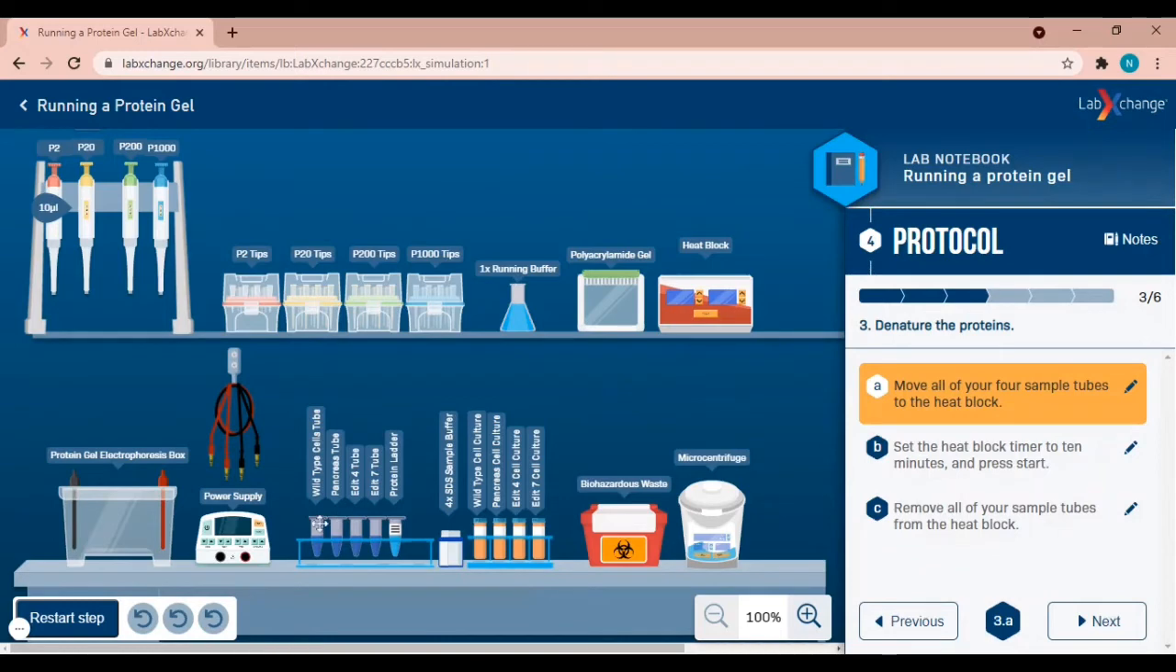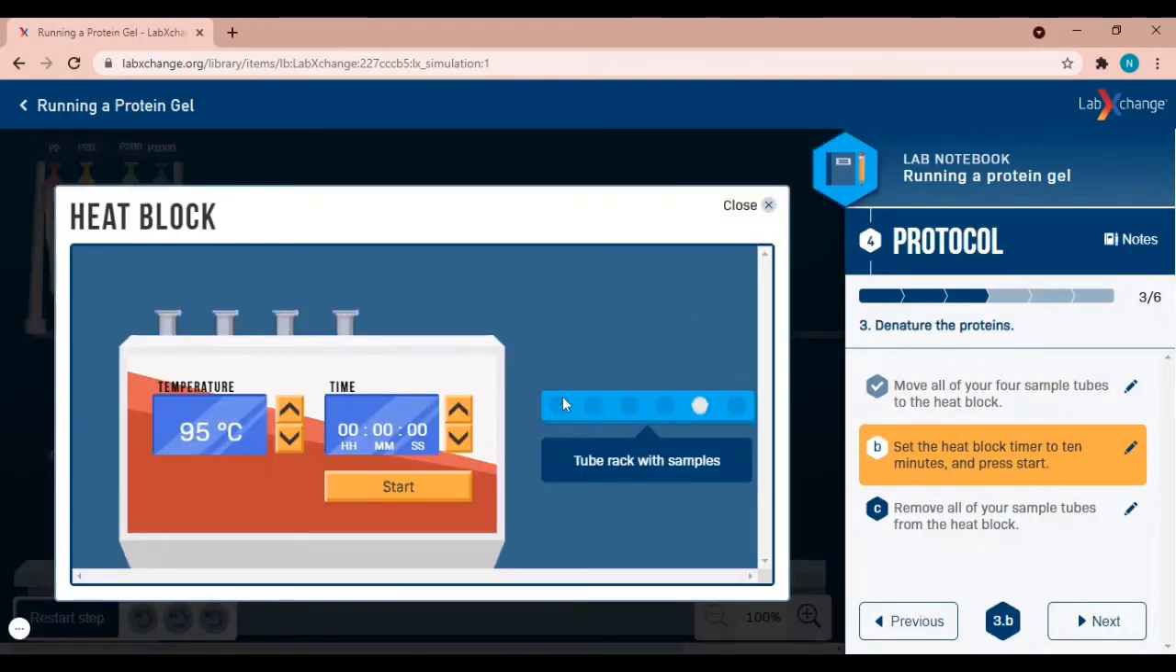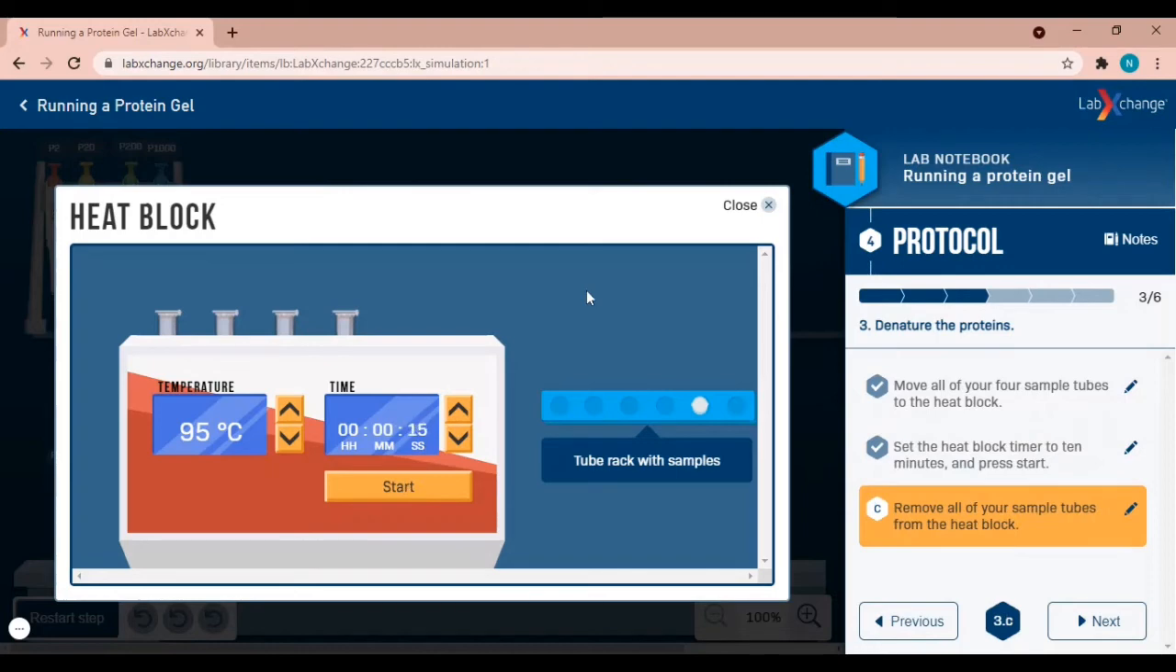Next, denature the proteins. First, move all the 4 sample tubes to the heat block: wild type tube, pancreas tube, edit 4 tube, and lastly edit 7 tube. Set the heat block timer to 10 minutes and press start. After that, remove all the sample tubes from the heat block.